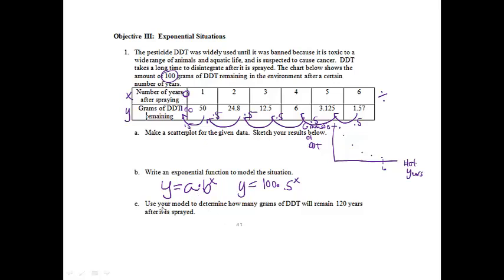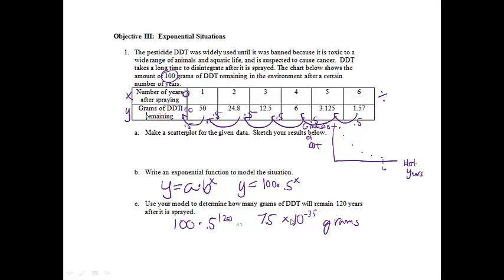All right, now it says to use your model to determine how many grams of DDT will remain 120 years after it's sprayed. So the work I'm going to show is 100 times 0.5 raised to the 120 power. Okay, when you're using your calculator, your calculator should say 7.5 with quite a few decimals times 10 to the negative 35. And then I'm going to put grams next to that.